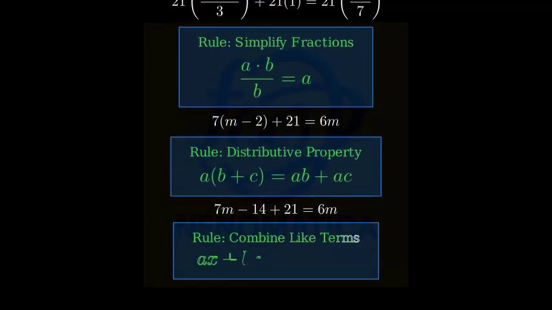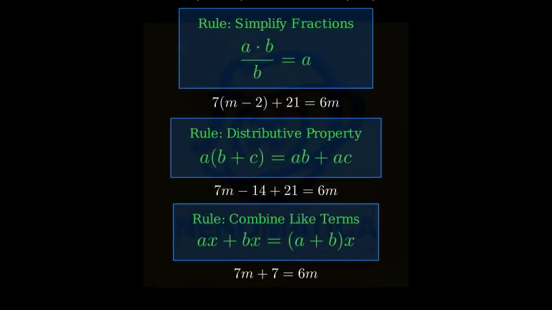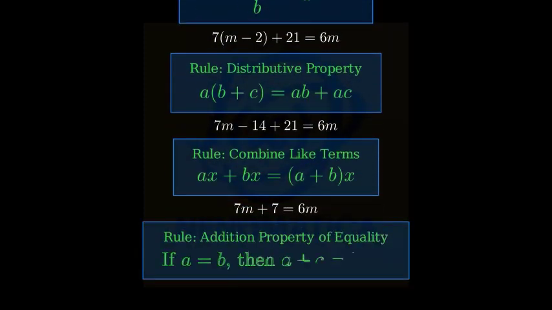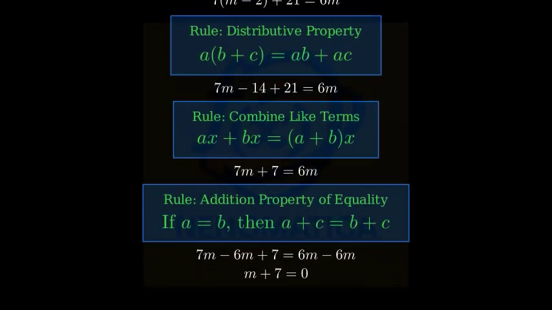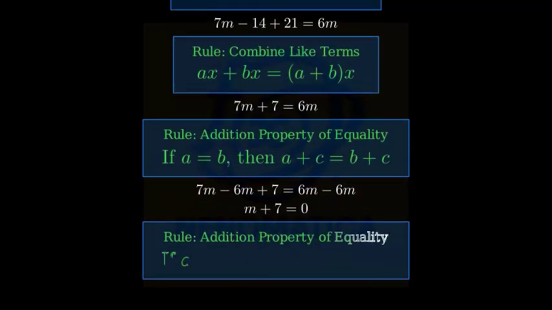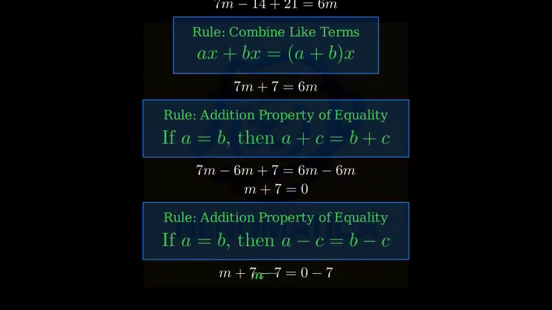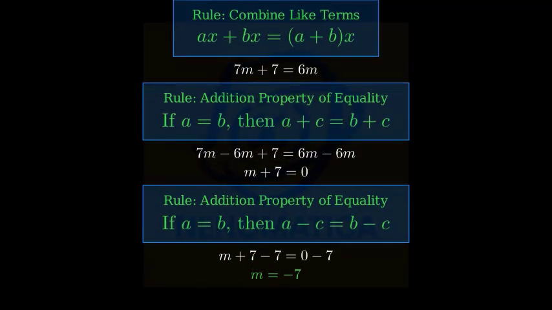For step 5, we'll combine the constant terms on the left side. Negative 14 plus 21 gives us positive 7. In step 6, we'll move all variable terms to one side by subtracting 6m from both sides of the equation. For our final step, we'll isolate the variable by subtracting 7 from both sides of the equation.